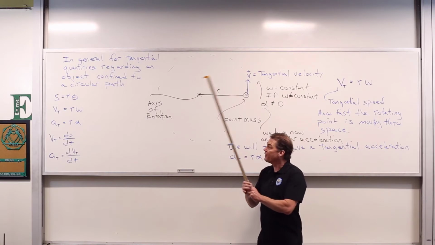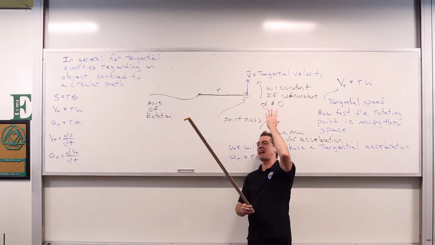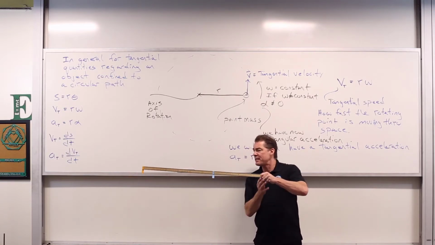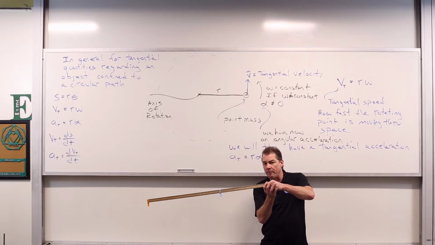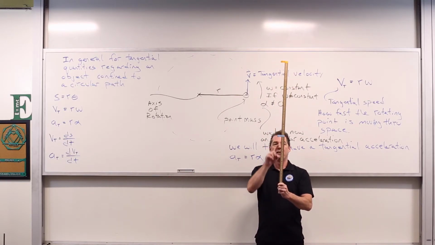However, in terms of the tangential quantities, that is not true. We can't say it's the same everywhere. For one thing, this piece of tape and this piece of tape, those 2 points on this, moving this a quarter rotation, move vastly different distances, right?